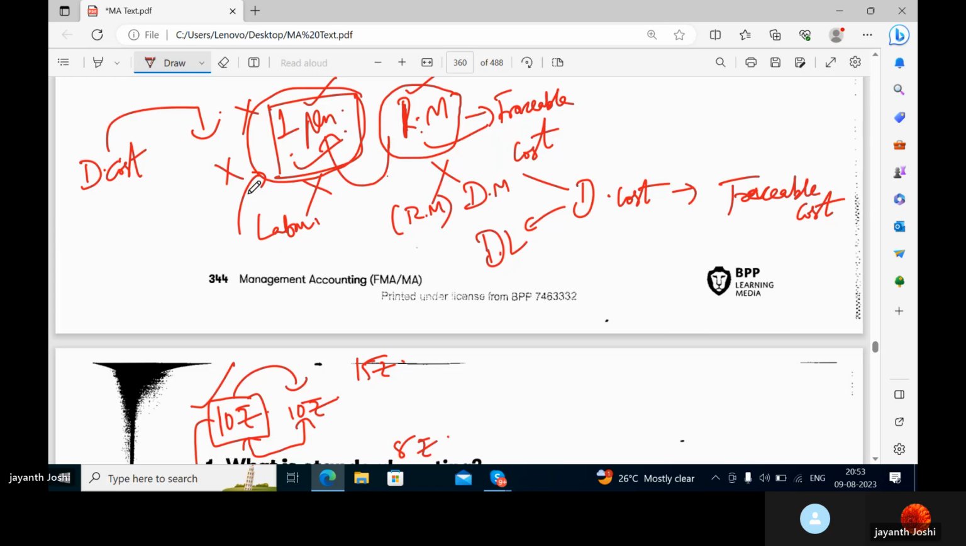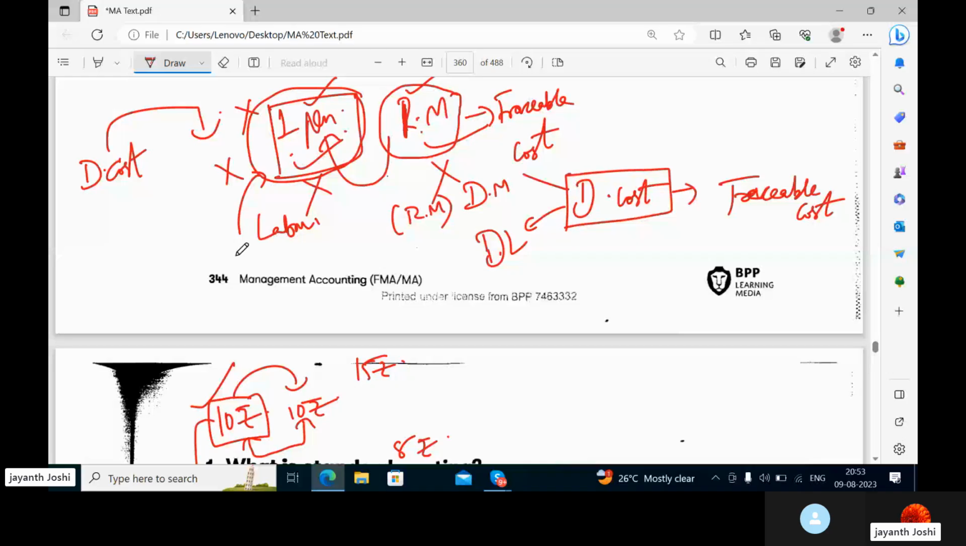No, sir. Definitely direct labor is also a traceable cost. So all the direct costs are called traceable costs. These are the costs which are directly required or involved in the production of a product. Now, what are non-traceable costs?